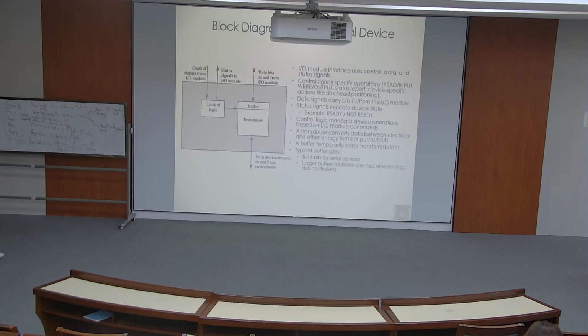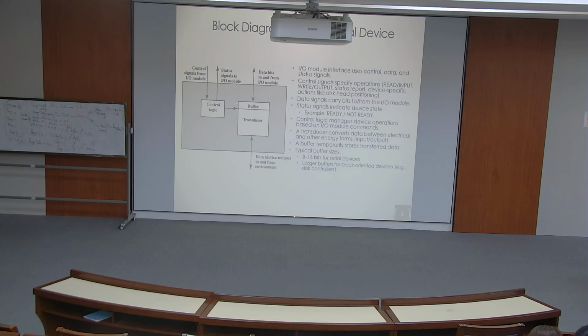Here we have a block diagram of an external device, which includes the controller logic, the buffer, as well as what we call the transducer. We have here the input-output module interface, which uses the control, data, and status signals. Control signals specify operations like read, input, write, output, or device-specific actions like disk head positioning.